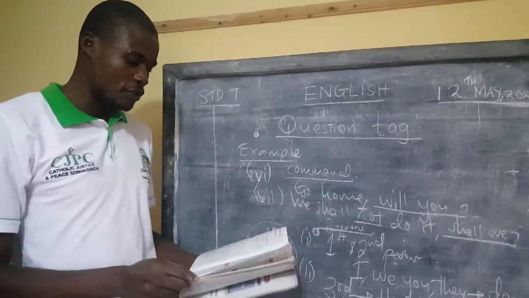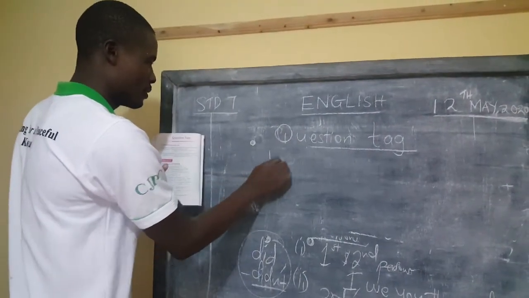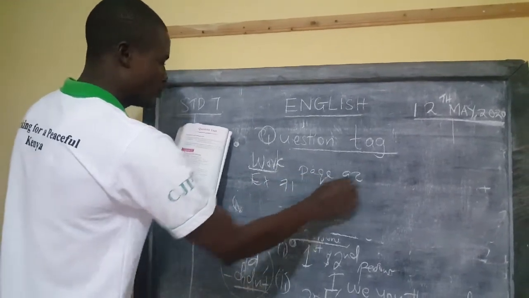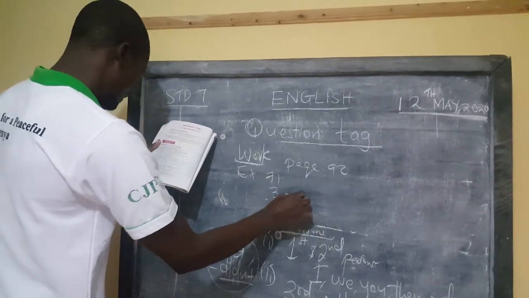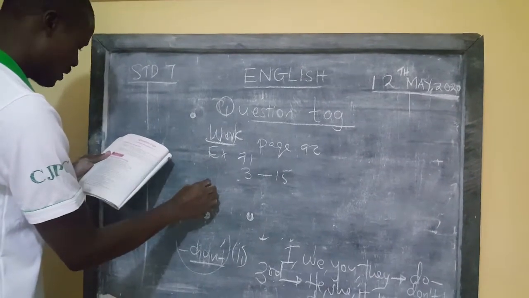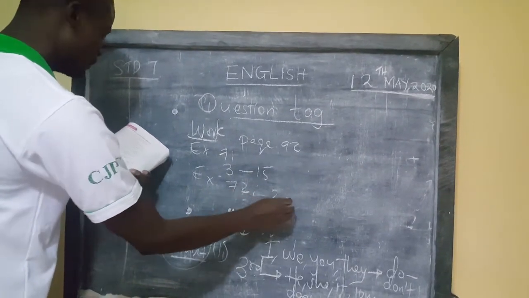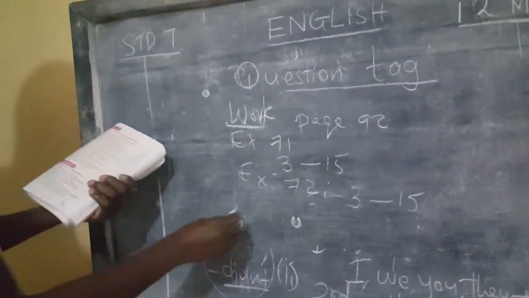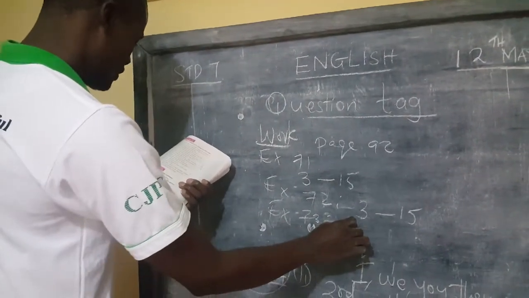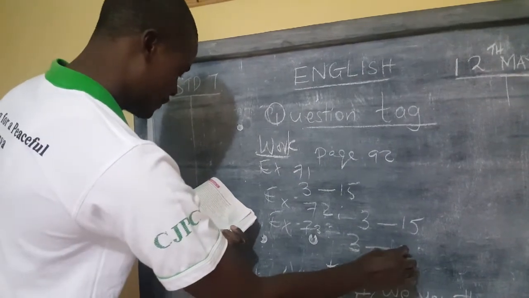Learners, I think I'm done with whatever I wanted to give. Hence, the remaining part of whatever I've not done will be our homework. The first exercise is exercise 71, that is page 92. We can try from number 3 up to number 15, because I'm seeing there are a lot. Then we can continue with exercise 72, from number 3 to 15. And lastly, exercise 73, it's a short exercise, the last one is a bit short, so we can also do from number 3 to 15.